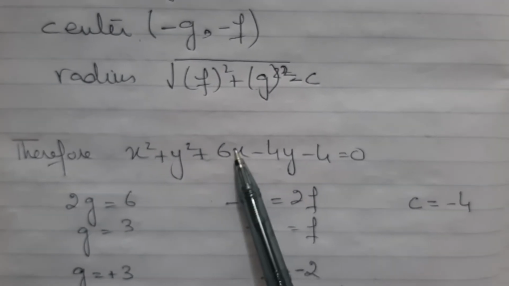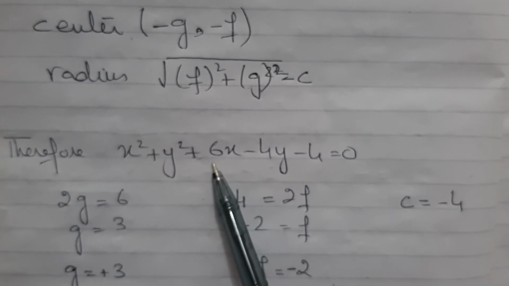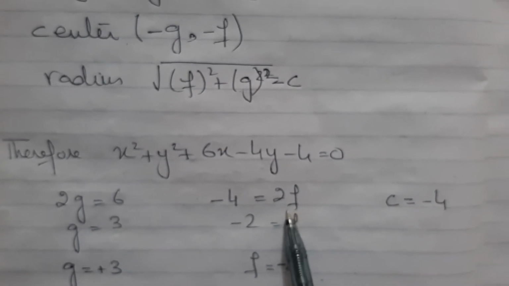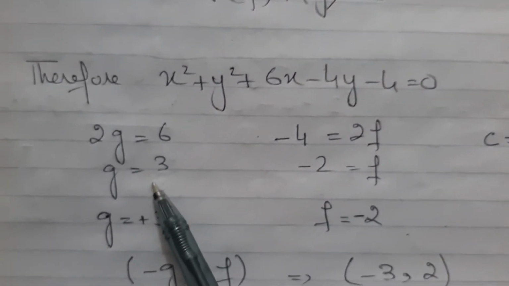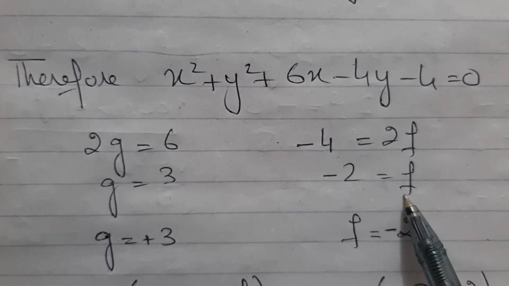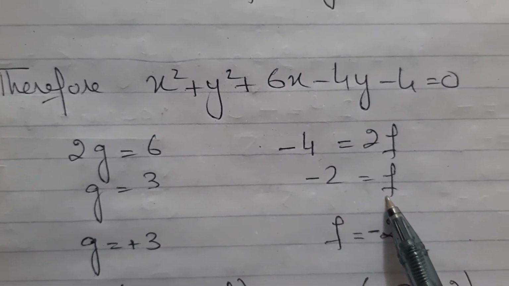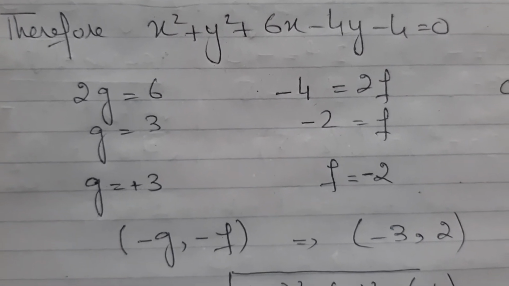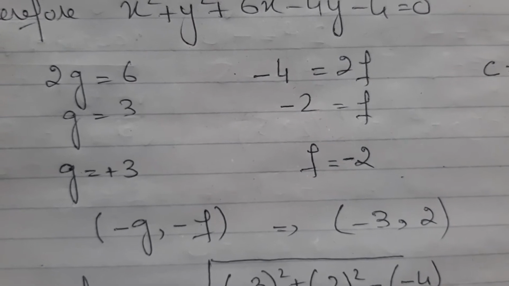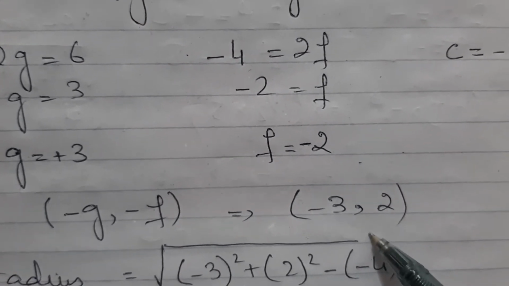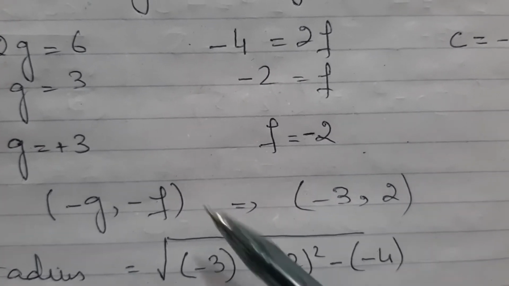So I am comparing this with 2g and comparing minus 4 with 2f. So I got my values of g and f. So g is 3 and f is minus 2. I hope no confusion here. It is very much like what we have just done. So then I'm plugging in minus g, minus f, my center of the circle. So it will be minus 3 comma 2.